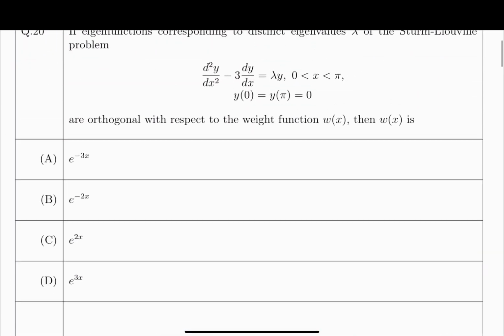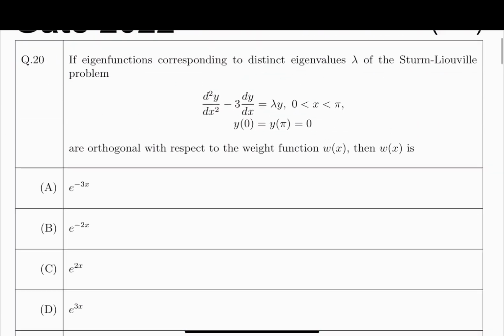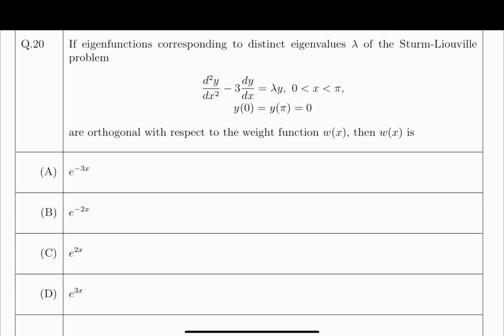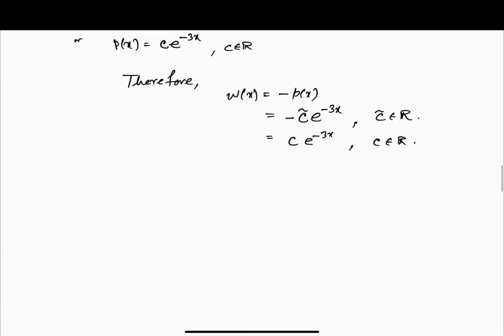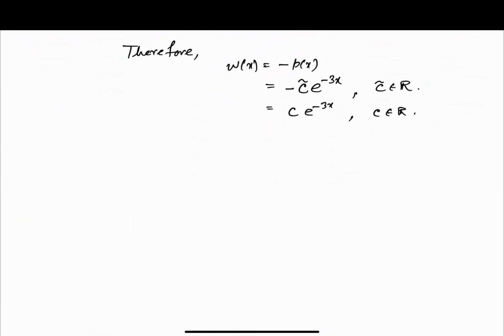So among which options are these correct? Four options are given: the first one is e to the power minus 3x, second one e to the power minus 2x, then e to the power 2x, and e to the power 3x. If some functions are orthogonal with respect to this weight, the constant does not matter, you can always take it out.